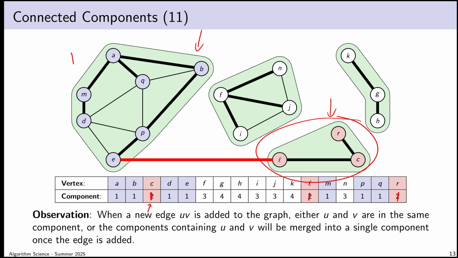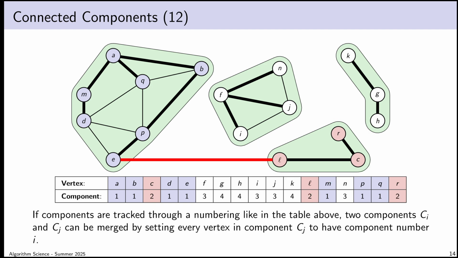The reason I think that's a better idea than the alternative, which is putting everything over here into component 2, is that I have to iterate over everything in the component to achieve this. And this component is smaller, so I'm changing fewer things in the table. So it makes some sense to move everything from the smaller component to be part of the larger one.